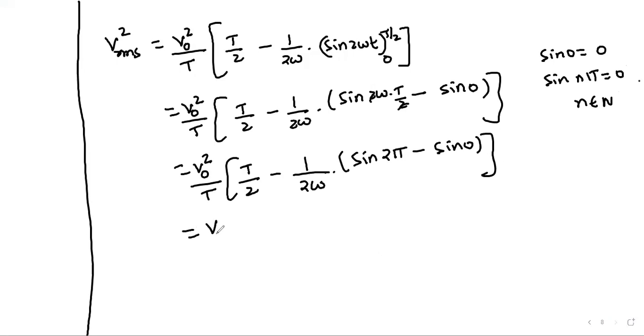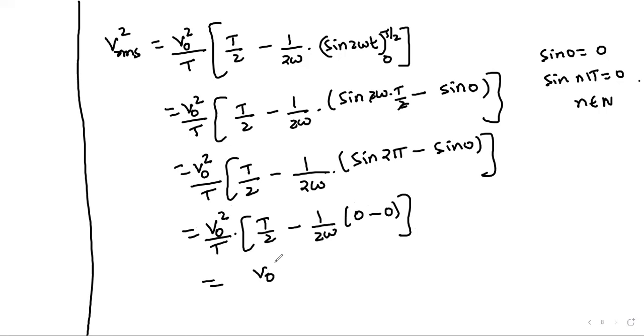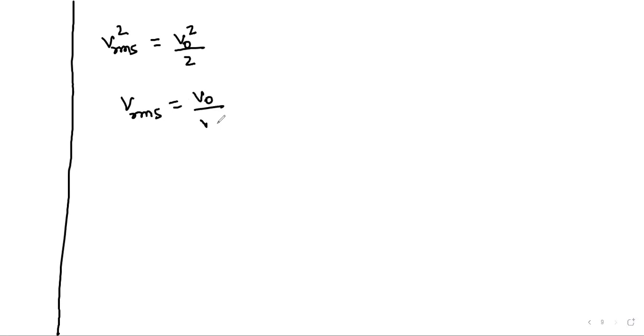So we can write V RMS square as V naught square by T, T by 2 minus 1 by 2 omega into 0 minus 0, which will get as V naught square by 2. So V RMS square is equal to V naught square by 2, and V RMS is equal to V naught by root 2. That is the RMS voltage in a half cycle.